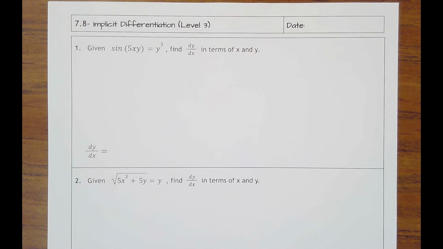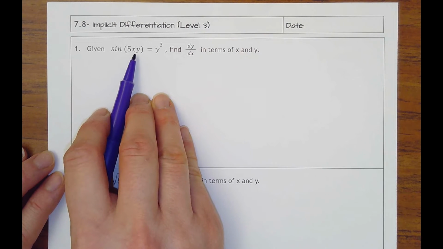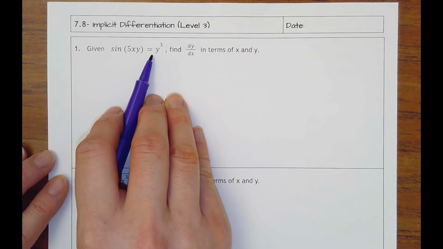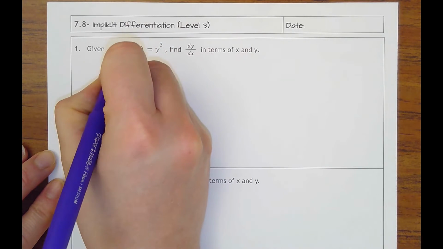Lesson 7.8, Implicit Differentiation Level 3. This is as hard as they get. We've got sine of something, so this is going to use the chain rule, equals y cubed. So I'll write it again.